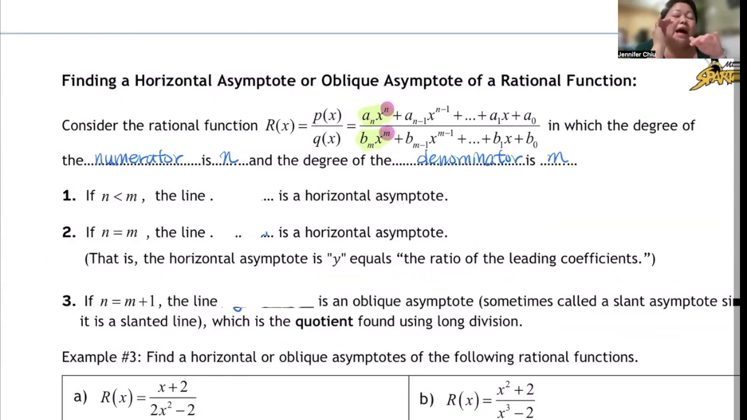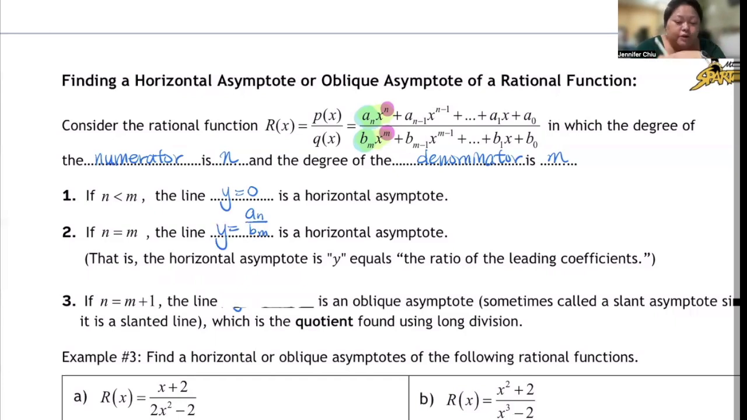So when you're comparing the highest power on top versus the highest power on the bottom, if the top is smaller than the bottom, you're going to get y equals 0 as your horizontal asymptote. If they are the same, you simply take the leading term over the leading term. So you're looking at the coefficients, a sub n over b sub m. So this is what we have here. That is going to be what you have, and you reduce that. That will be your horizontal asymptote.